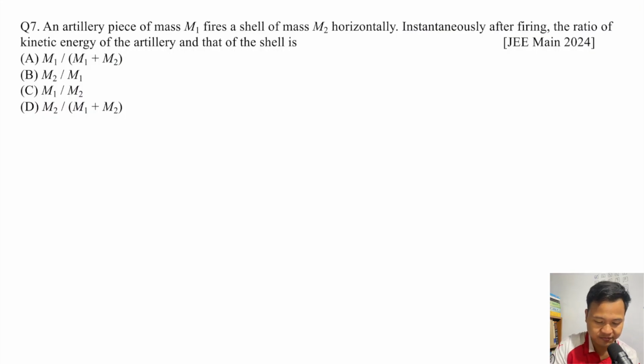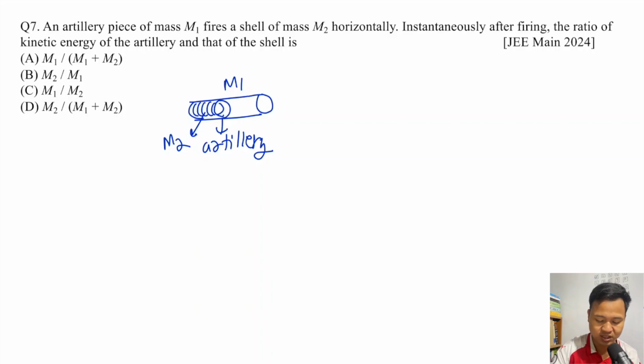Next, you have an artillery piece of mass M that fires a shell. Artillery, you can also say, is a gun. So you have a gun. I'll simply draw something here. Let's say this is a gun, artillery, of mass M1. When it fires, the bullet also has a mass, so let's say the bullet has mass m2.